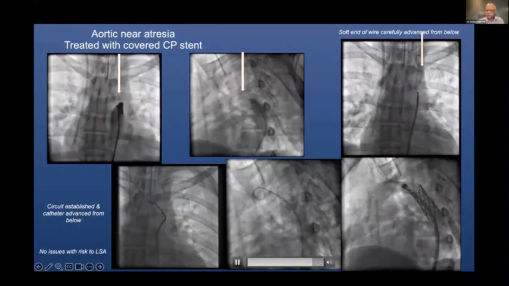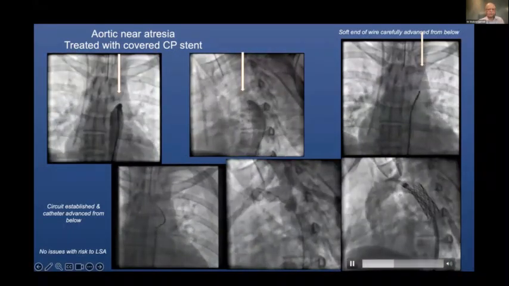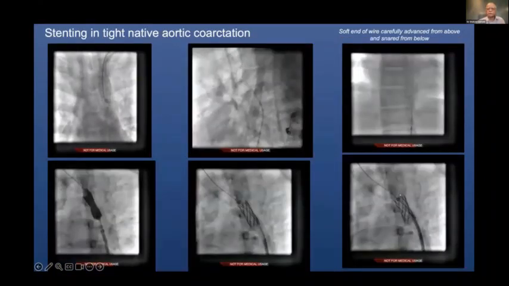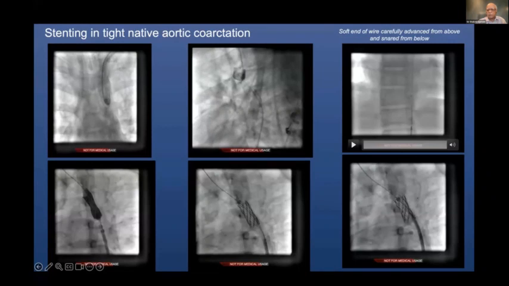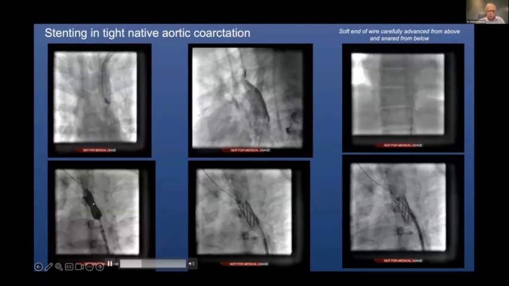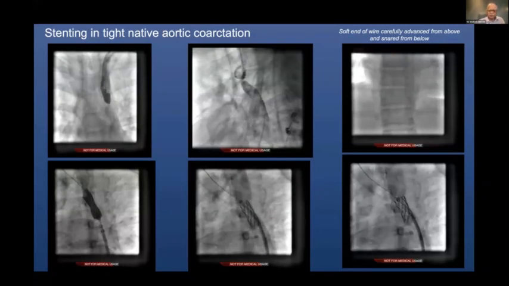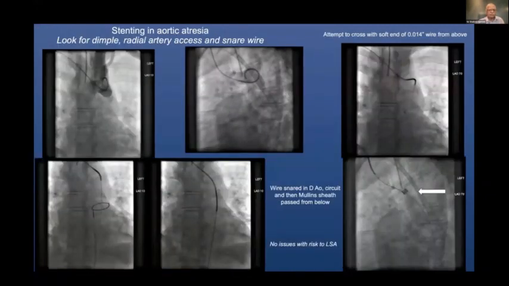And in this example, there's adequate length between the left subclavian and the coarctation, so there's no fear of covering the origin of the subclavian. Now, in this example, there's again probably an atretic segment, and so you then have to work out whether you want to approach from below or from above. In this case, we approached it from above, got the wire into the descending aorta, and then if this plays, the wire in the descending aorta was snared from below, arteriovenous guide wire circuit established, and then sheath advanced, and then you can see the appropriately sized covered stent advanced above.